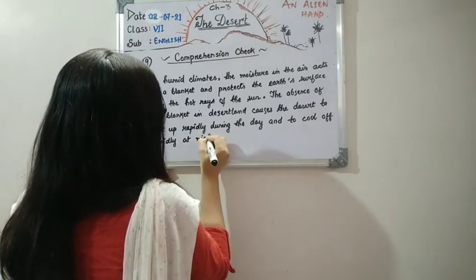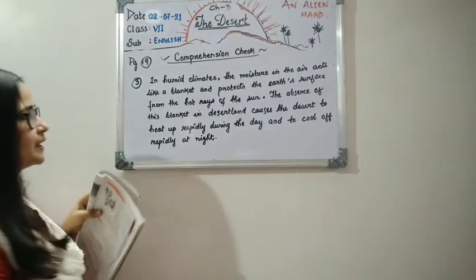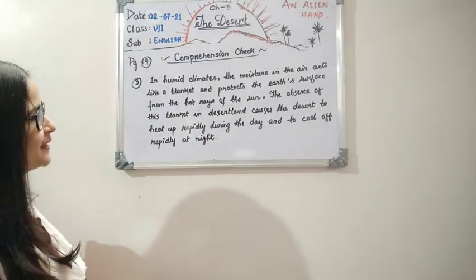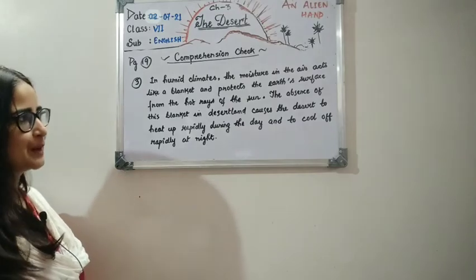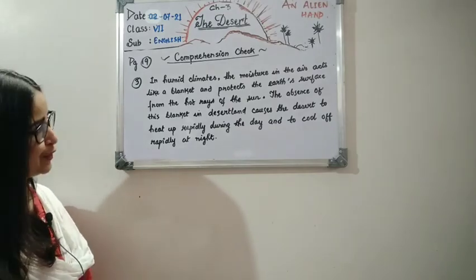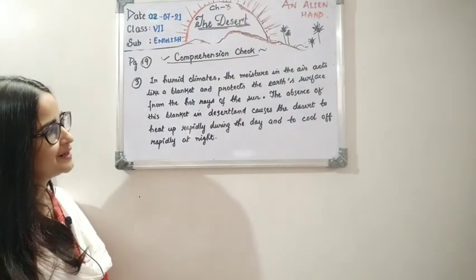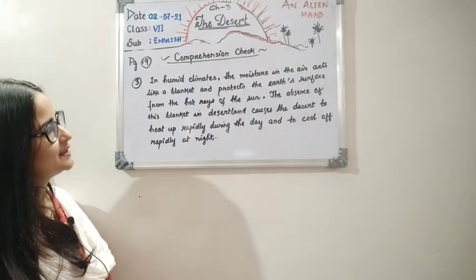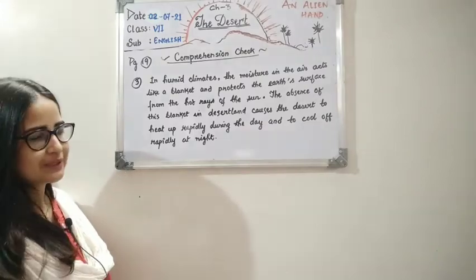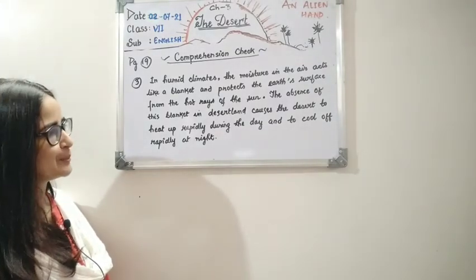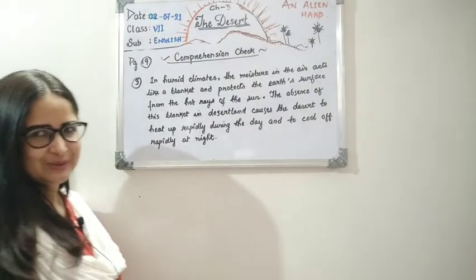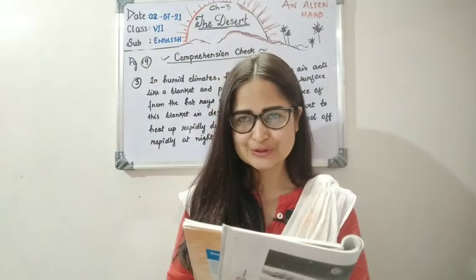Okay, children. So in humid climates, the moisture in the air acts like a blanket and protects the Earth's surface from the hot rays of the sun. The absence of this blanket in desert land causes the desert to heat up rapidly during the day and to cool off rapidly at night. Okay, children. So now moving to the next question.